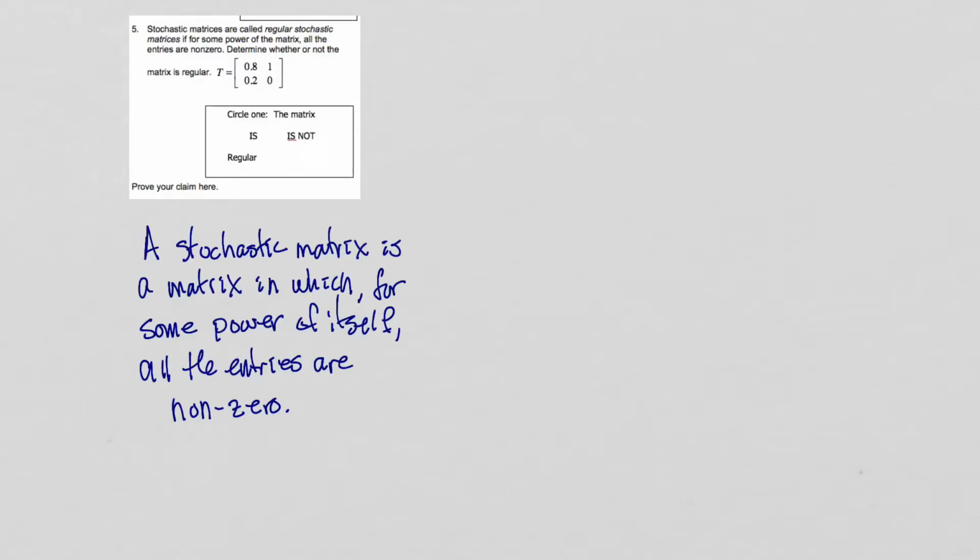What we're looking to do here in number 5 is to determine if this matrix here is stochastic. So a stochastic matrix is a matrix for which some power of itself has all non-zero entries. So we'll look at this matrix here. Our matrix here is T, and down the columns it has 0.8, 0.2, 1, and 0.